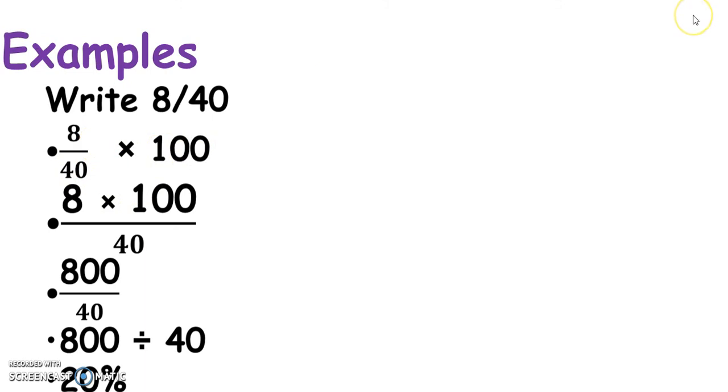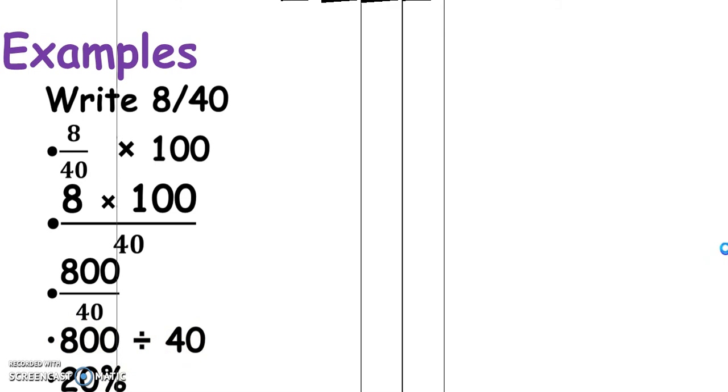And I know most of you know how you can multiply it. It's just like the multiplication of a fraction with a whole number. The numerator will be multiplied with the whole number and the denominator stays as it is. 8 multiplied by 100 over 40. 8 multiplied by 100, its answer is 800, and 40 as it is. If you want to divide it, you can divide it, or you can use the cancellation method as well. Divide 800 by 40 and its answer is 20%.